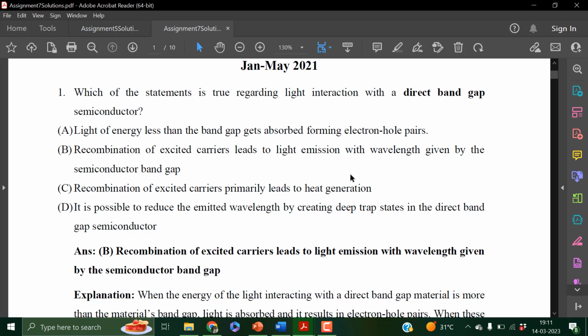Wavelength has a relation only with the band gap. There is no other relation with respect to intensity. If they have asked about emitted intensity, then we can go with that, since it would be some kind of device. Here they are only talking about band gap and emitted wavelength, so D won't be correct.